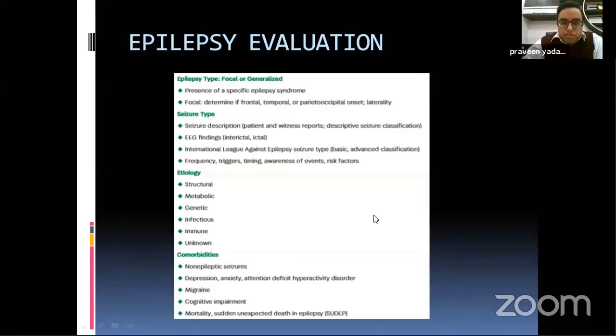There may be depression, anxiety, ADHD, migraine, and cognitive impairment, which may be due to the epilepsy per se as a part of the epileptic encephalopathy, or maybe due to the medications. So all this has to be taken care of, and also the issue of SUDEP has to be addressed if the patient is having a lot of seizures, continuous seizures, generalized tonic-clonic seizures, and also mental retardation and other comorbidities.